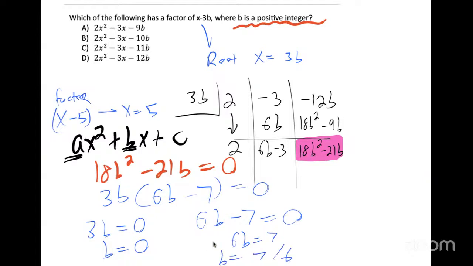So our two answers are 0 and 7 over 6, and this is for answer choice D. Now the question says, which of the following would have this factor as long as b is a positive integer? And b came out positive, but it didn't come out as an integer. So we know from the work we just did that it couldn't be answer choice D here. But let's try out another answer.